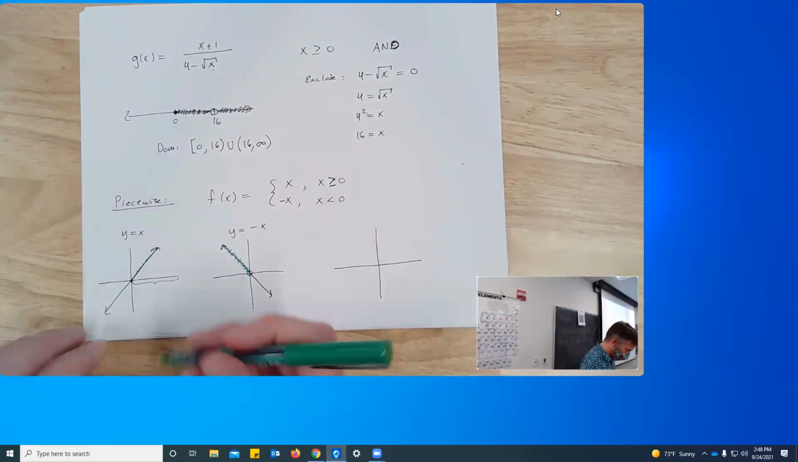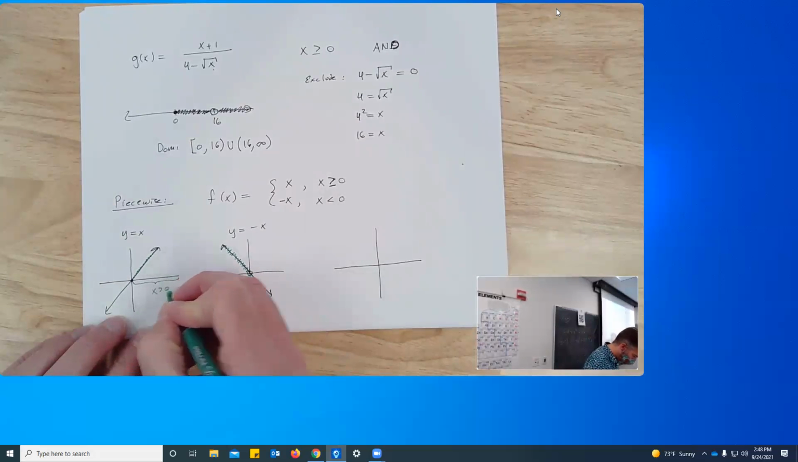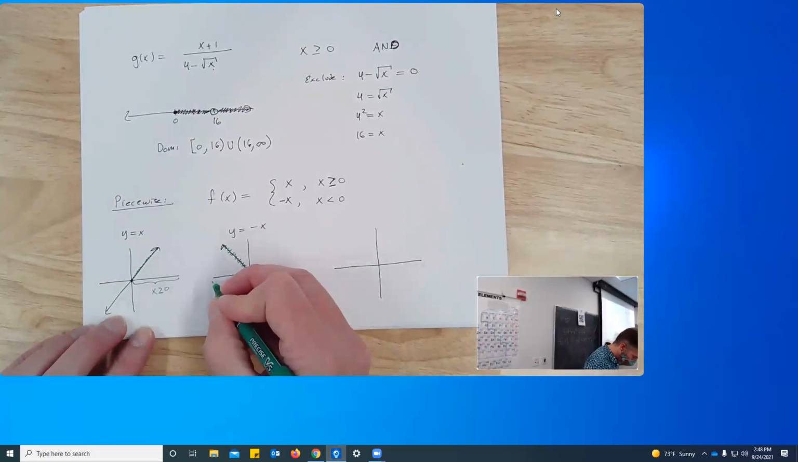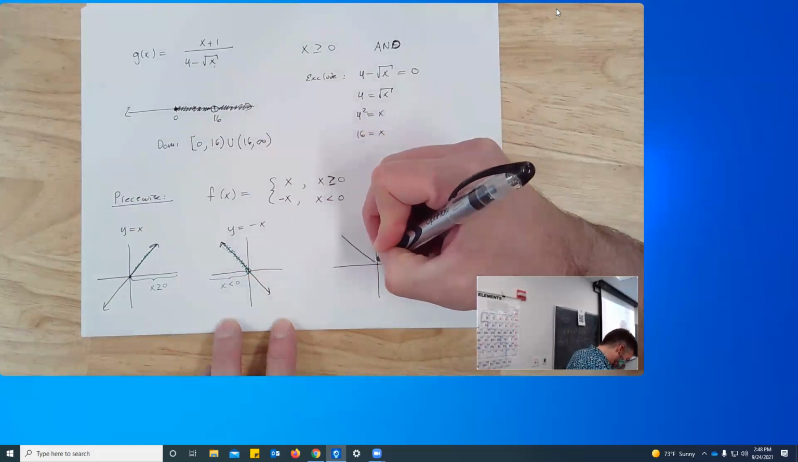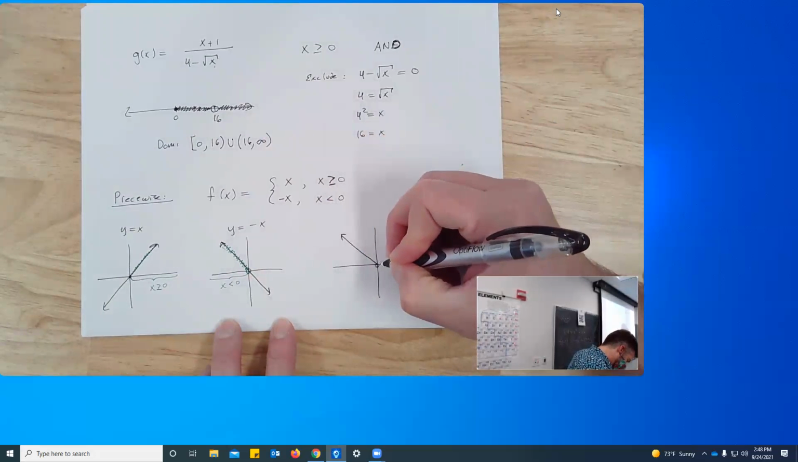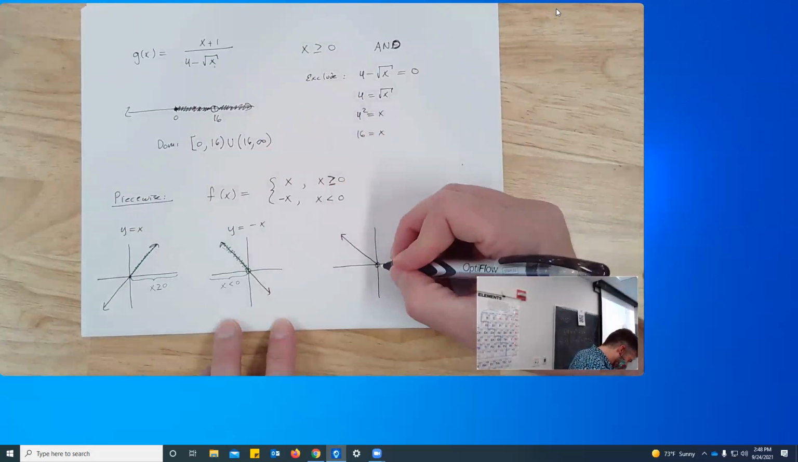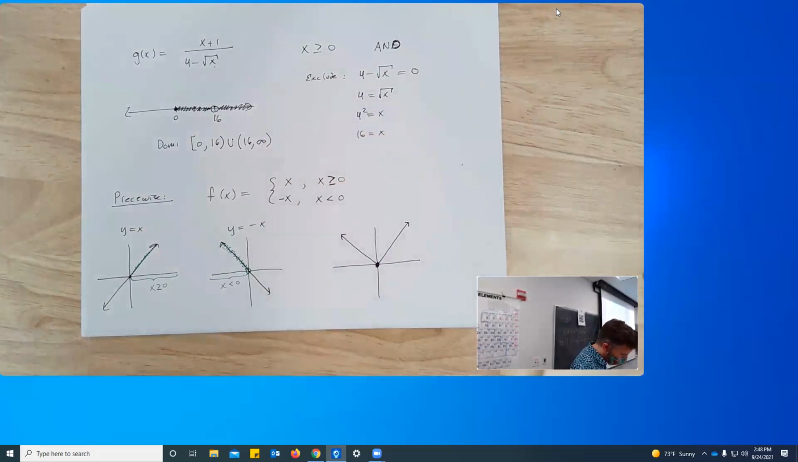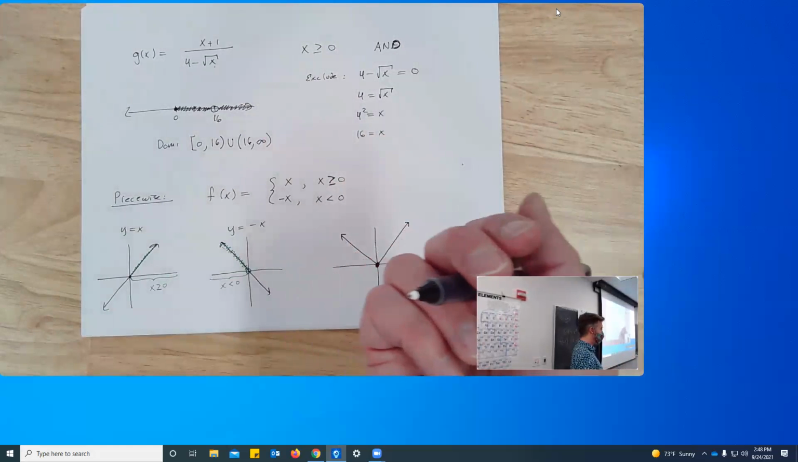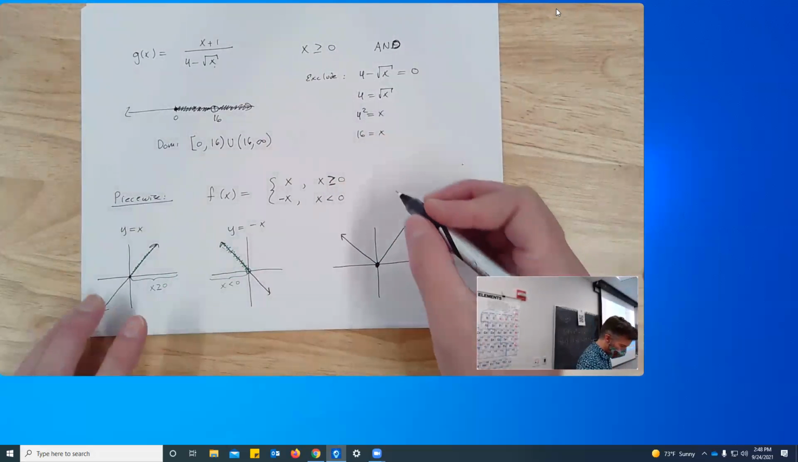And I should say, here's x greater than or equal to 0. Here's x less than 0. So I want all of this when x is less than 0. And then I'm going to fill that in. I want all of the other part when x is greater than 0. And it looks maybe not as nice as I would have liked it to, but there's our function, also known as the absolute value function.